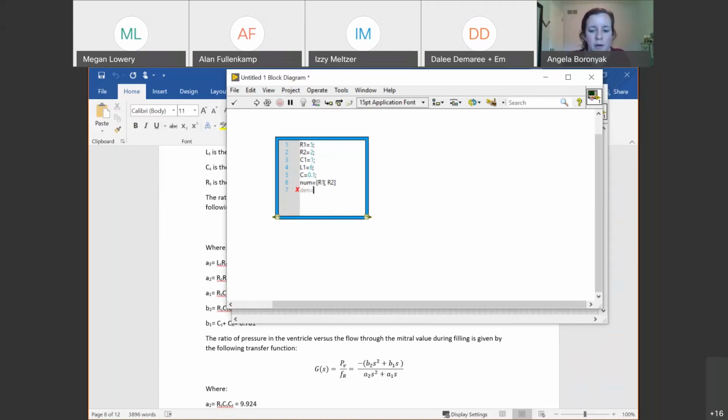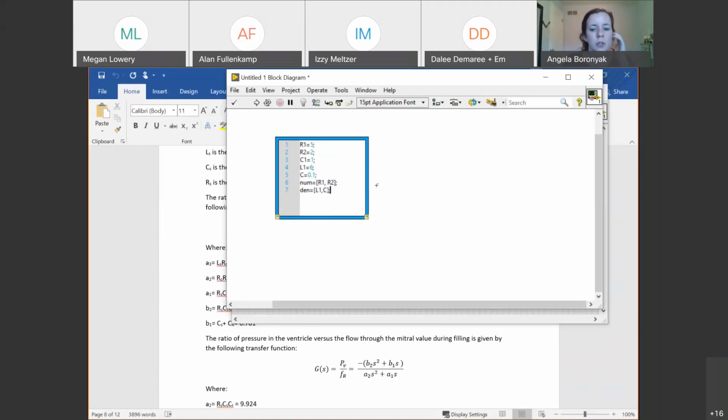So I can type it based on R1, R2, if that's what I want. My denominator, I can make based on, I don't know, L1, again, this is not correct, and C, something like that. Semicolons technically suppress the output, but I don't actually see the output here in MATLAB when I'm in LabVIEW with MATLAB embedded, just FYI. So this makes a vector of my numerator and my denominator.